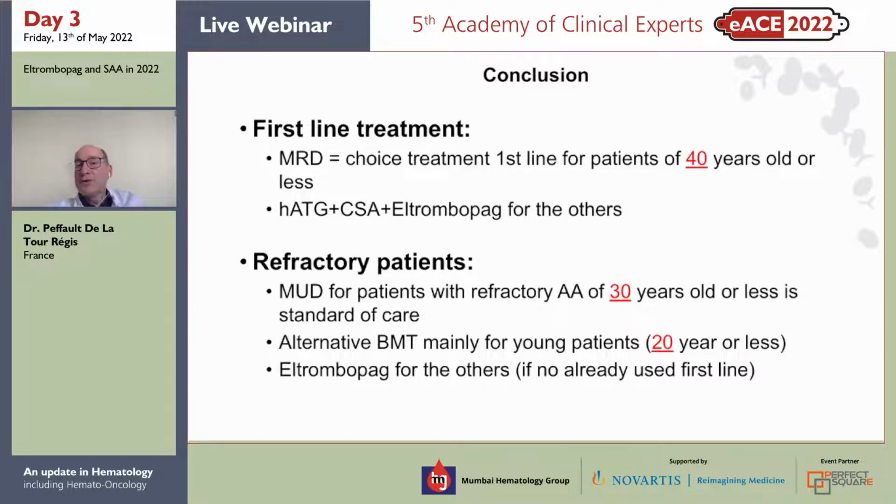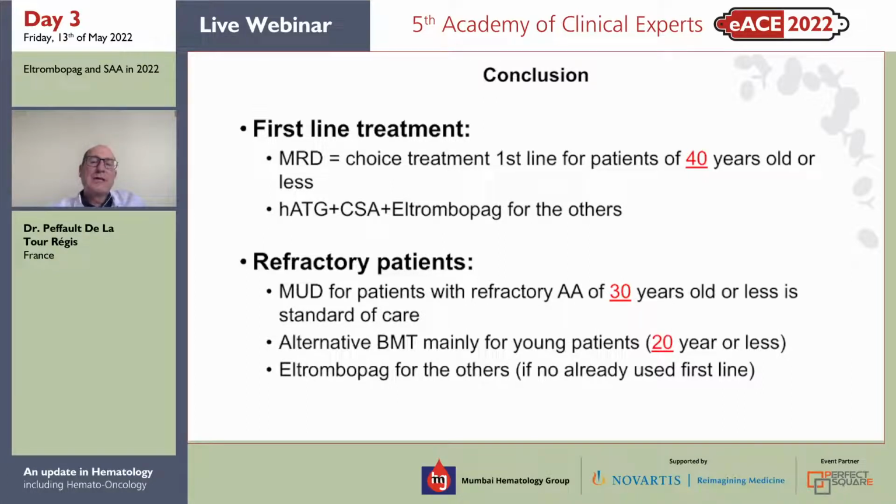Just to say that first line, if you have a donor in the family, a matched sibling donor, the first line choice is definitely transplantation as quickly as possible for patients who are younger than 40 years of age. In all the other cases, for patients with severe or very severe aplastic anemia, the reference treatment is ORS-ATG plus cyclosporine plus eltrombopag. We may discuss the schedule of eltrombopag, which is not set in stone yet. For refractory patients, again, if we want to cure the patients, we should transplant them.